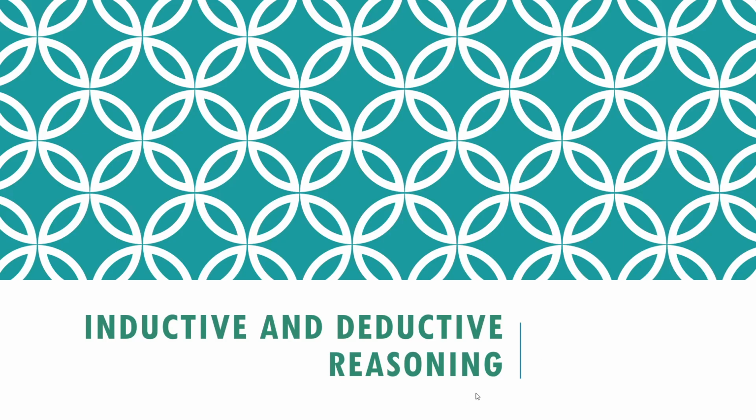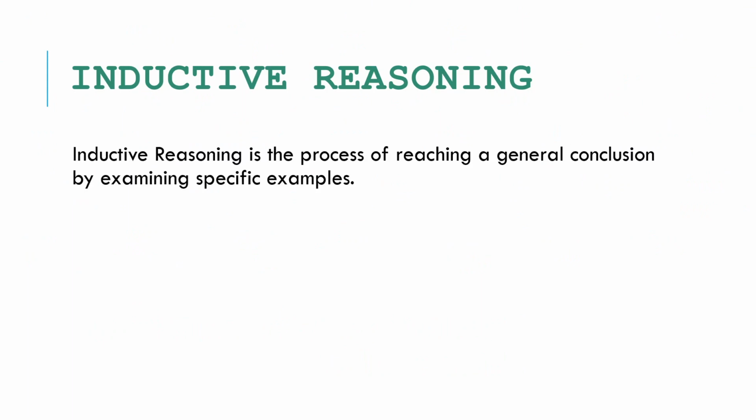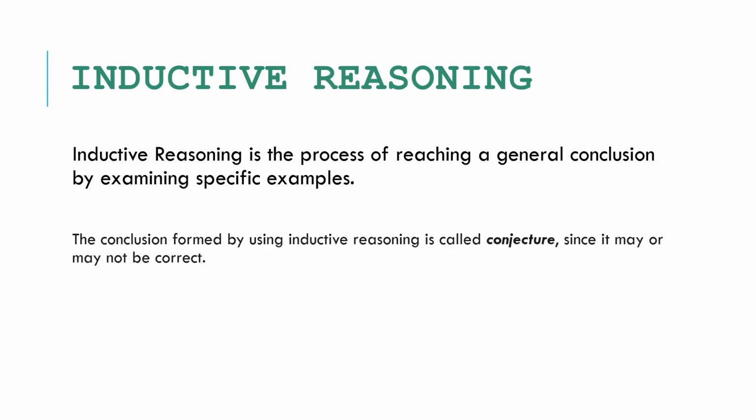Okay, now let's talk about the two types of reasoning that we use when we do problem solving. The first reasoning that we have is what we call inductive reasoning. Now, inductive reasoning is simply the process of us reaching a general conclusion when we examine specific examples, specific procedures, or even specific principles. Now, when we use inductive reasoning, logically, whatever conclusion we generate will always be true.